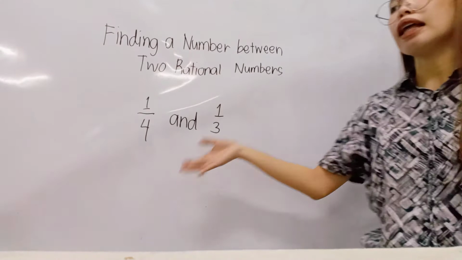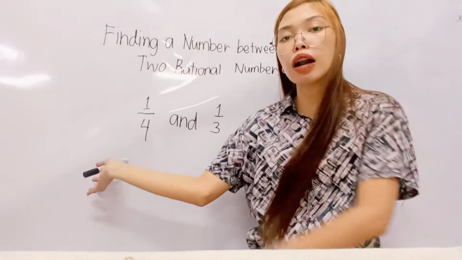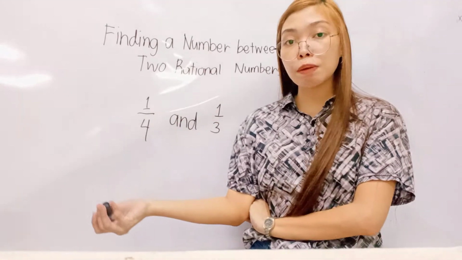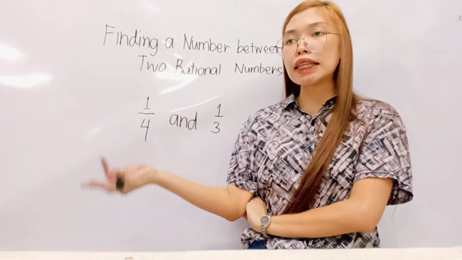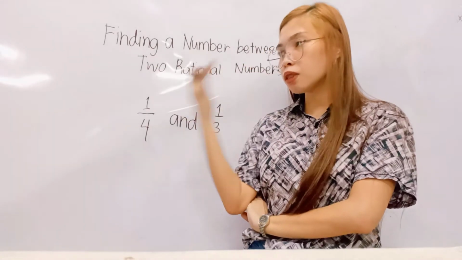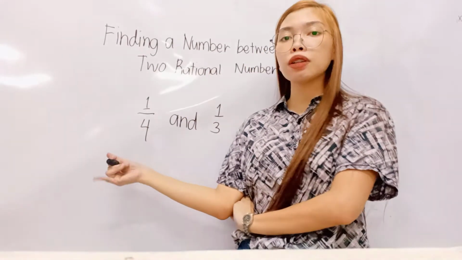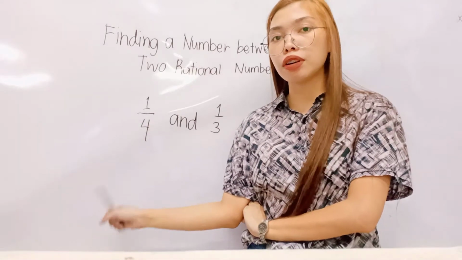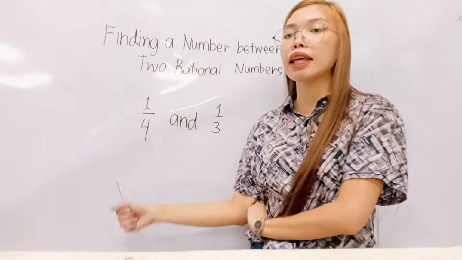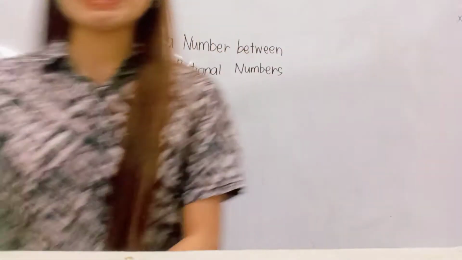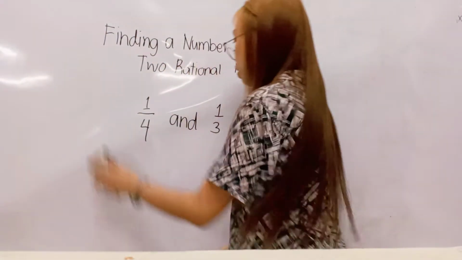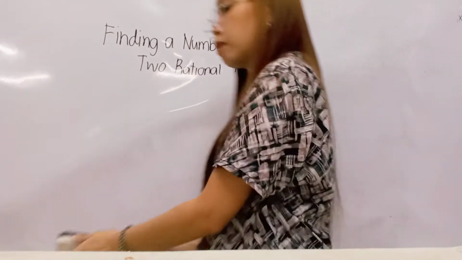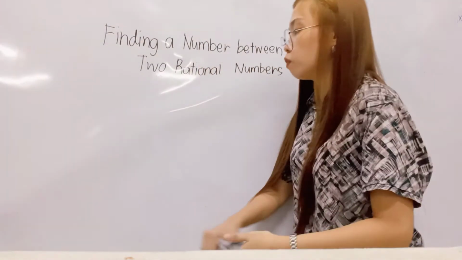Okay? So, we can get the numbers between these two rational numbers by using the average method. Okay? What is the average method? Average method po is by adding the two rational numbers and then dividing it by 2. Okay? That is what we call the average method. So we will apply that average method in our example. Okay, so we are going to add 1/4 and 1/3 and then divide it by 2.